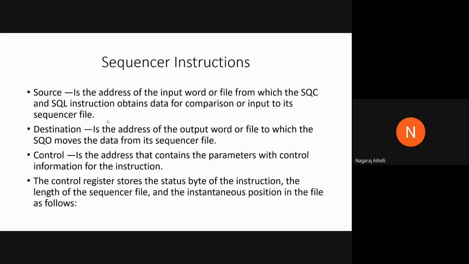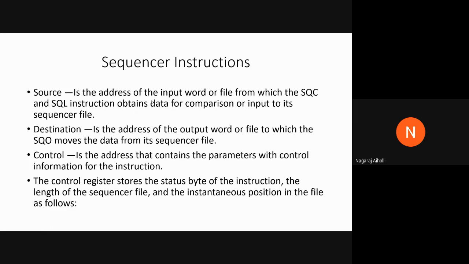And destination is the address of the output word or the file to which the SQO moves the data from its sequencer file. The input file, the main file from which we are moving the data into a sequence file, that is the source file. And where we are actually transferring the data, shifting the data, that is called the destination.